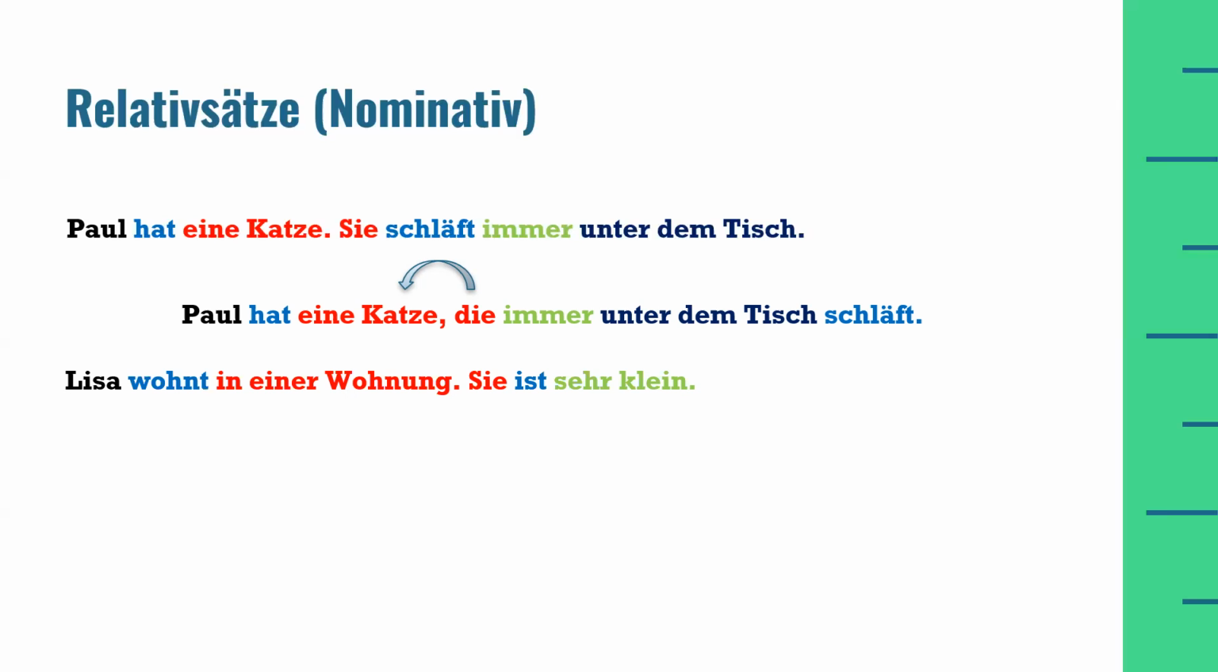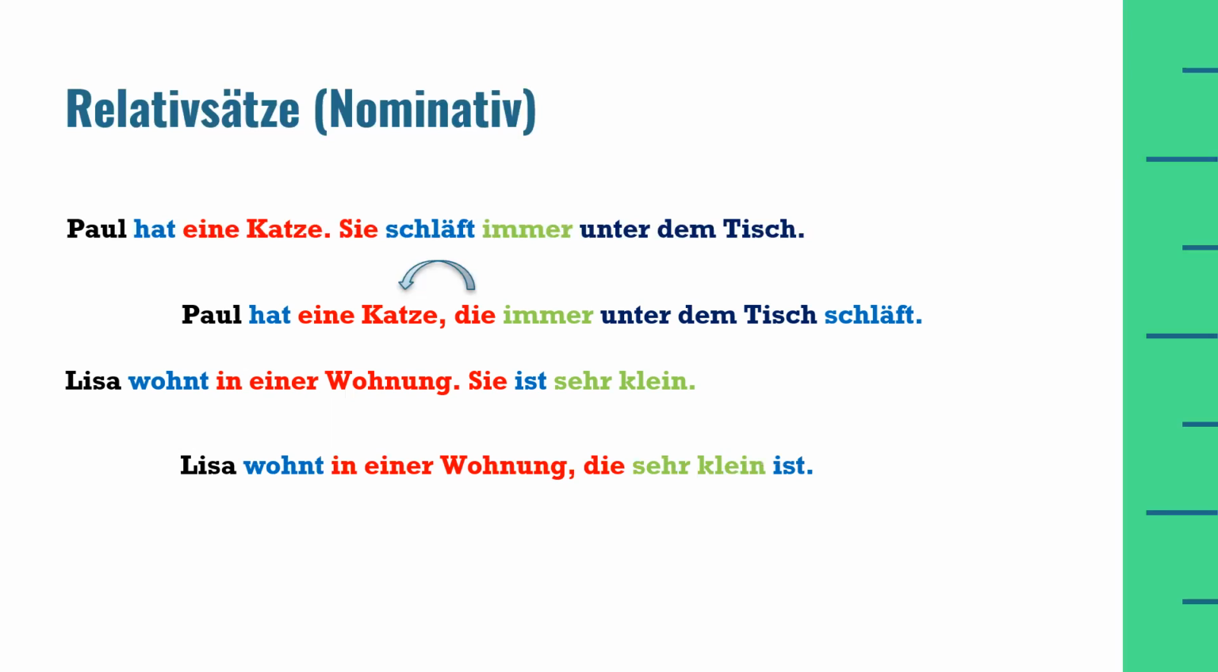Lisa wohnt in einer Wohnung. Lisa lives in an apartment. Sie ist sehr klein. That is very small. Now this sie means that apartment, because apartment is a feminine noun. Now if we want to put these two sentences in the relative sentence format, it will be Lisa wohnt in einer Wohnung. So the main sentence will come as it is. Then we will put a comma, and we will start the Nebensatz or the relative sentence.